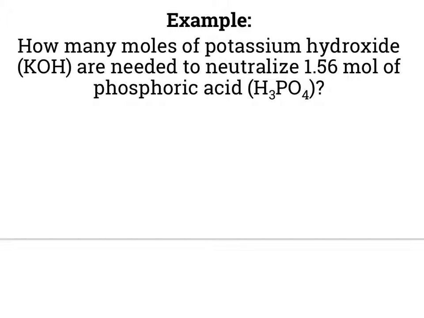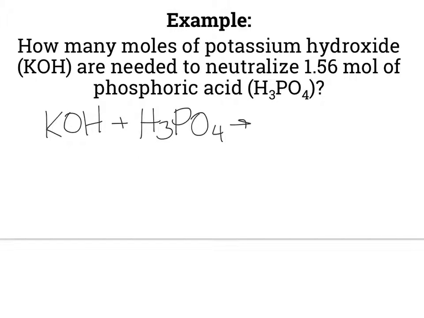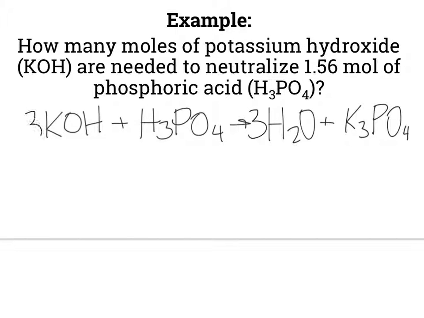Alright, so hopefully you actually made an equation. You should have gotten KOH plus H3PO4 produces H2O and K3PO4. You may not have quite caught that K3 since potassium is 1 plus. If we have K3, we're going to need 3 of these and 3 of these.